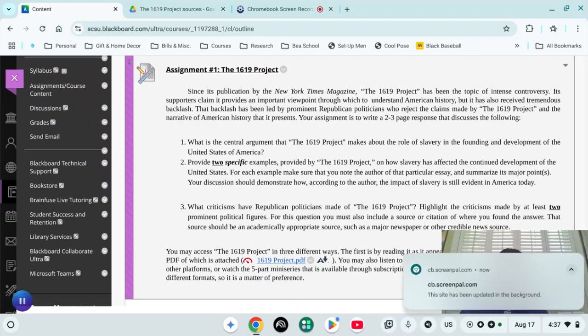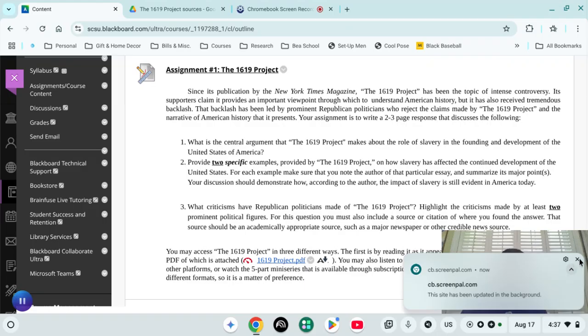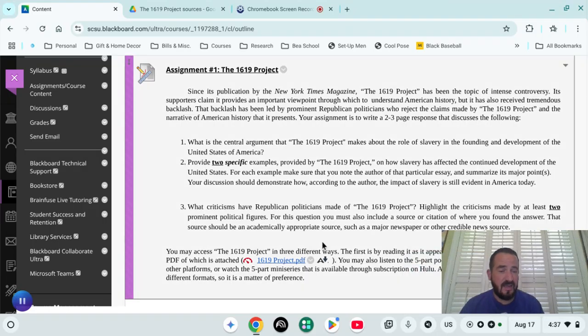For this question, you must also include a source or citation on where you found that information, because that particular information is not in the 1619 Project itself. You'll have to do some very, very light research. I mean, for real, just Google 1619 criticism. You're going to find no shortage of places where to get that information.